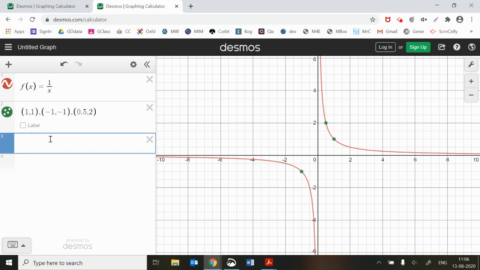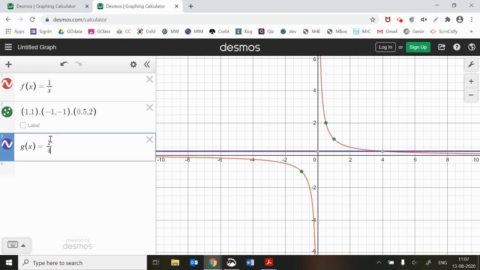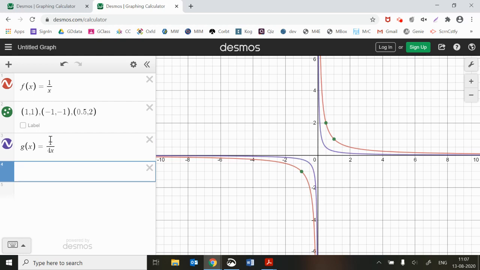Now, if we want to come up with our first transformed function, we're getting 1 over 4x. Okay, and what's happening there? Well, we're bringing all of those coordinate points in. So, for example, the coordinate point 1, 1 is now the coordinate point 0.25, 1. So that's our transformed point. Okay, and we might want to just label a point there to be really clear with the examiner. Okay, so that was the first transformation.